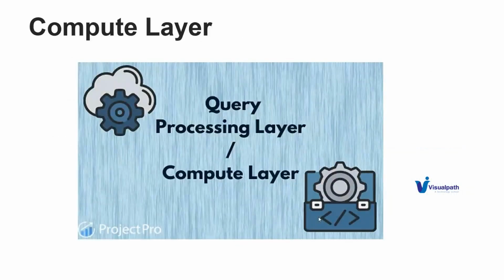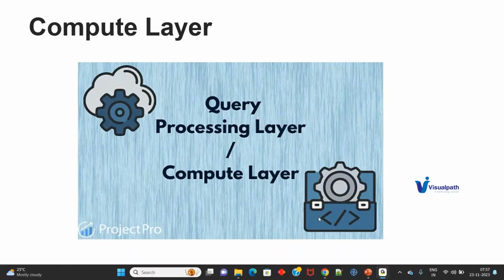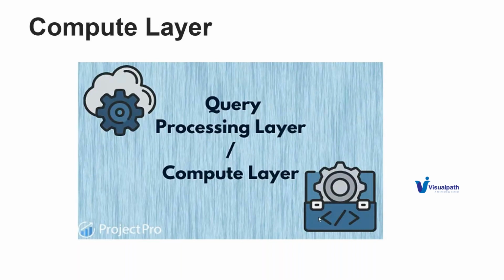Okay. Now we'll move to the compute layer or query processing layer, which we call the middle layer. Now the data has been stored in the database storage layer. Let's say I want to perform a DML operation, for example deleting one record from the table. What do I require? I need compute resources. Just for storing purposes, we don't require compute resources.